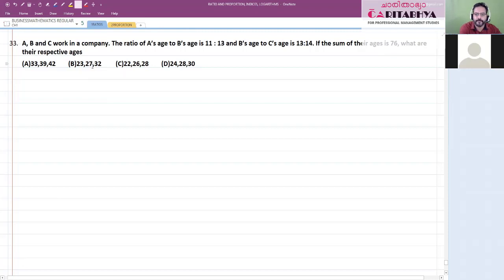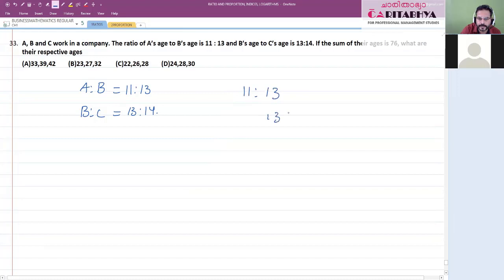So, last time A is to B is to C. Then the total is 76. Find the ages of A, B and C. A is to B is 11:13, and B is to C is 13:14. We had written it like this earlier: 11:13, then 13:14.